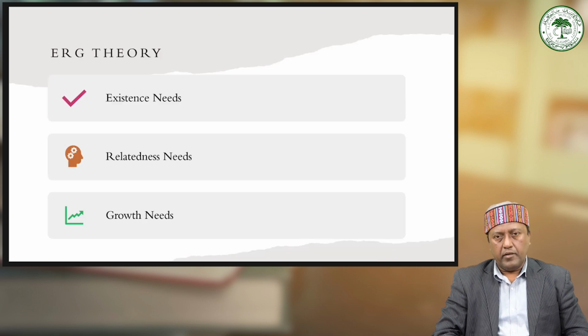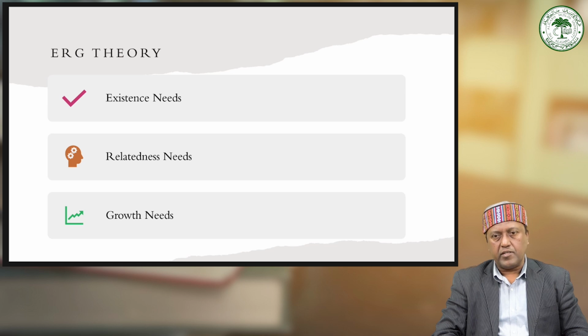The next theory is ERG theory, where E stands for existence needs, R stands for relatedness needs, and G stands for growth needs. So we'll see what these three important factors are here. This ERG theory, also known as the existence relatedness growth model, was proposed by psychologist Clayton Alderfer as an alternative to Maslow's hierarchy of needs. The ERG theory condenses Maslow's five levels of needs into three categories.